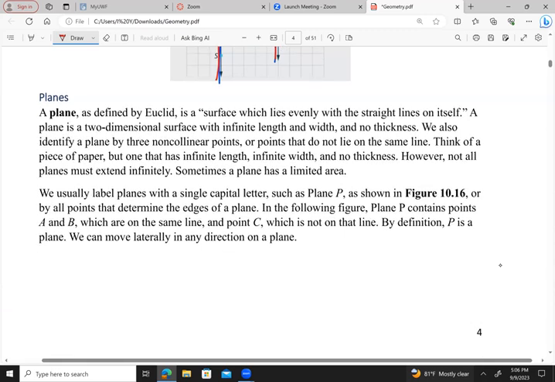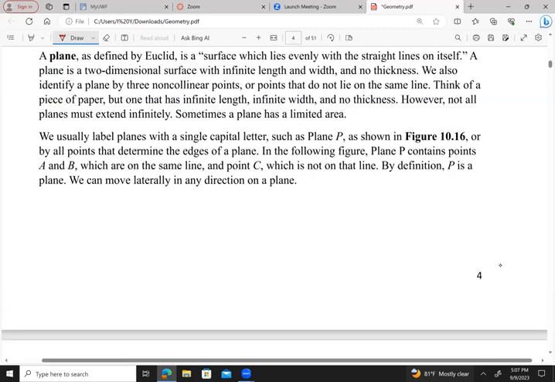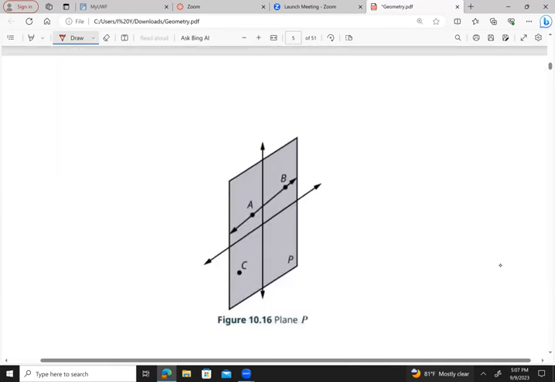In the figure below, plane P contains points A and B, which are on the same line, and point C, which is not on that line. By definition, P is a plane, and we move laterally in any direction on a plane. So here we go. It's plane P. Right? We have two points, so they're on the line, and the third point is a straight figure here.